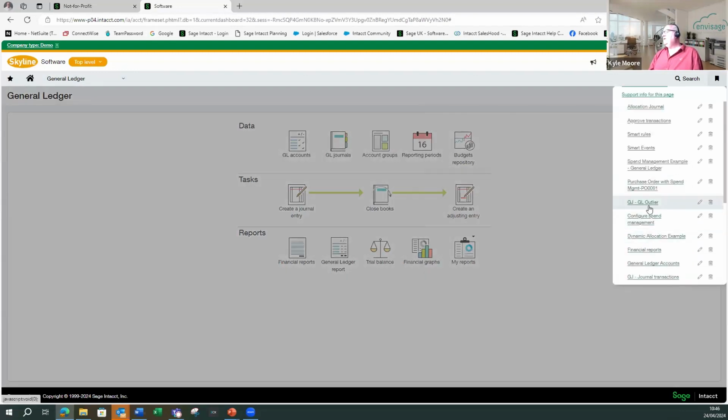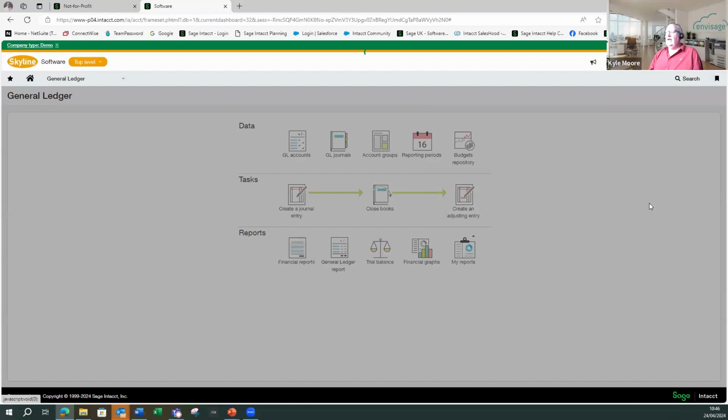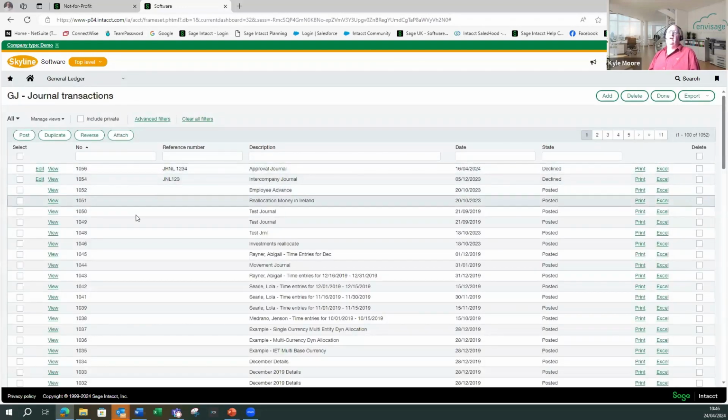If we looked at a thing called GL Outlier, what happens is the system will analyze your transactions historically. So it looks at how you've processed transactions in the past, and it will examine new entries, and it will highlight or stop entries that it thinks are incorrect. What we can see here is that we have 2 journals, and those journals have been declined.